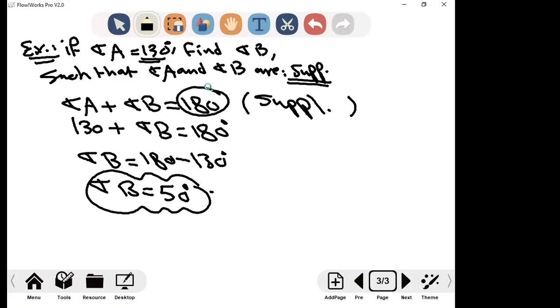If I want to draw them as an approximate graph, not an exact graph, now we have one of them 130. What's the type of this angle, 130? Obtuse. Obtuse means it has a big opening, right? And angle B, 50. What's the type of this angle? Acute angle means the opening of it is small. So I can draw something like this.